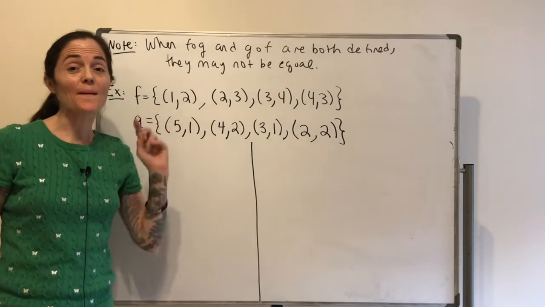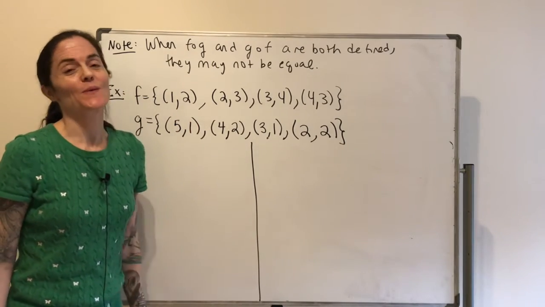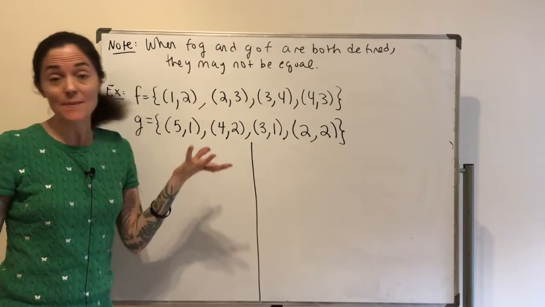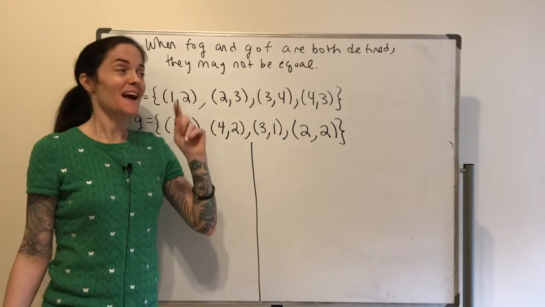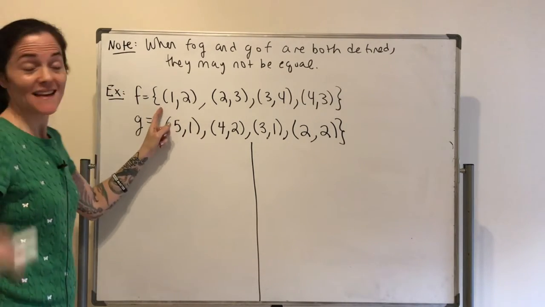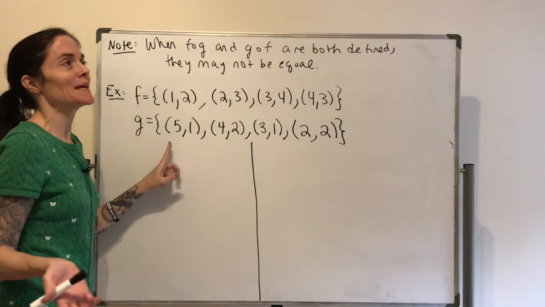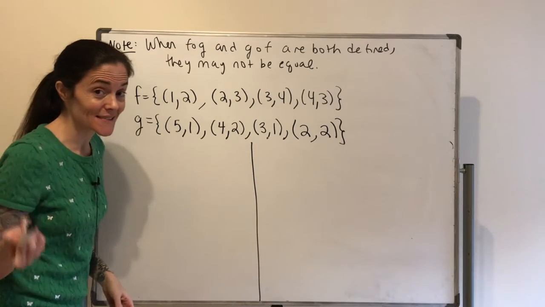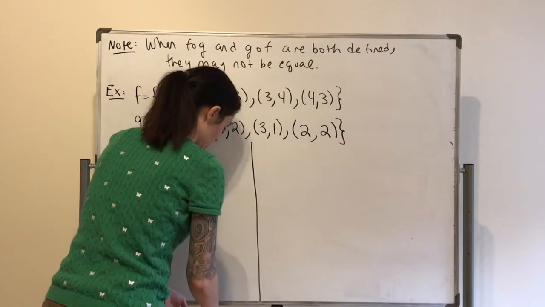My next comment is as follows. When you have both F compose G and G compose F defined, they may not be equal. In fact, generally, they are not equal. Sometimes, as we will see, they are, but generally they are not. So let's look at this. I kept the exact same F, and then I changed G. This is a new G. We will see both F compose G and G compose F are defined.